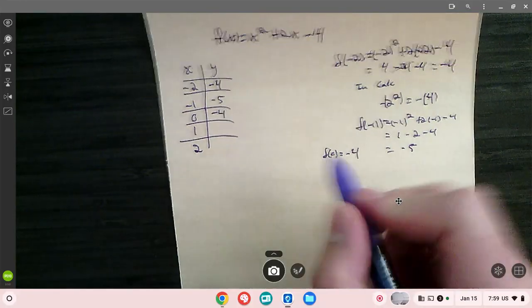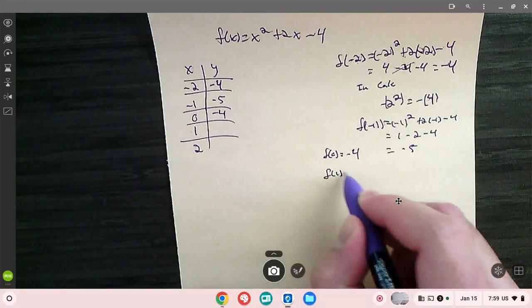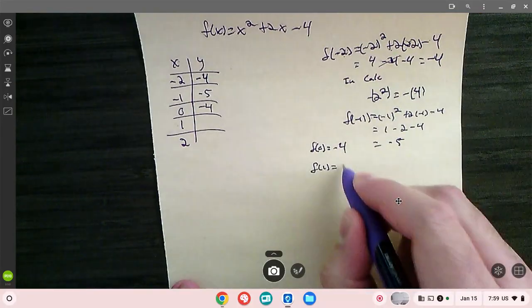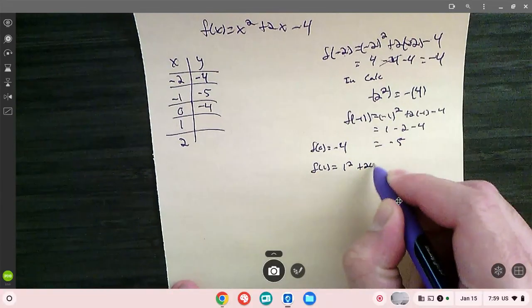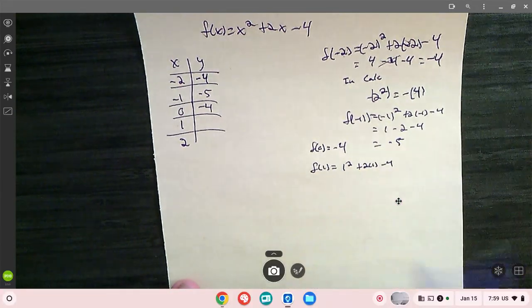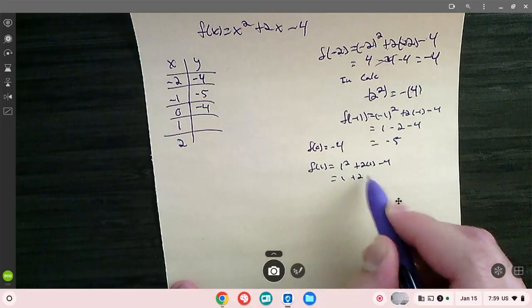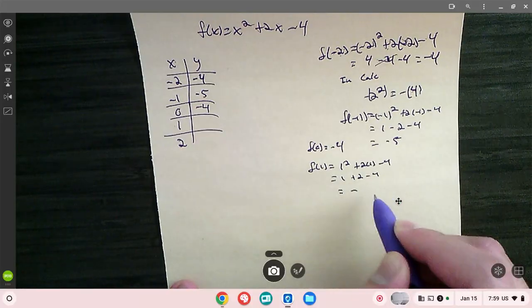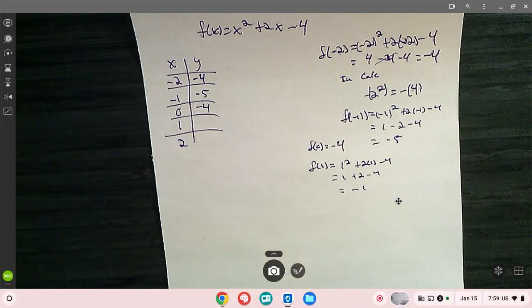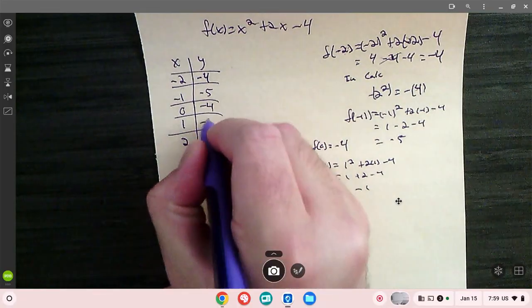Okay, now we're at positive 1. So f of 1 is equal to 1 squared plus 2 times 1 minus 4. 1 plus 2 minus 4 will equal negative 1. Because 1 plus 2 is 3, minus 4 would be negative 1. So at 1, we're at negative 1.